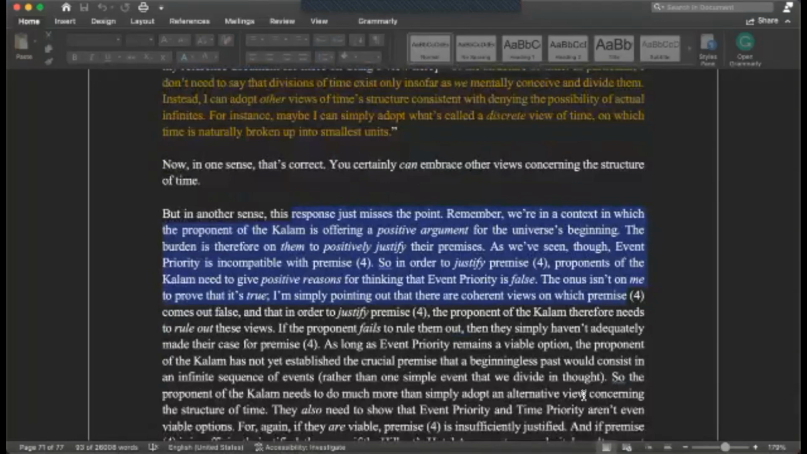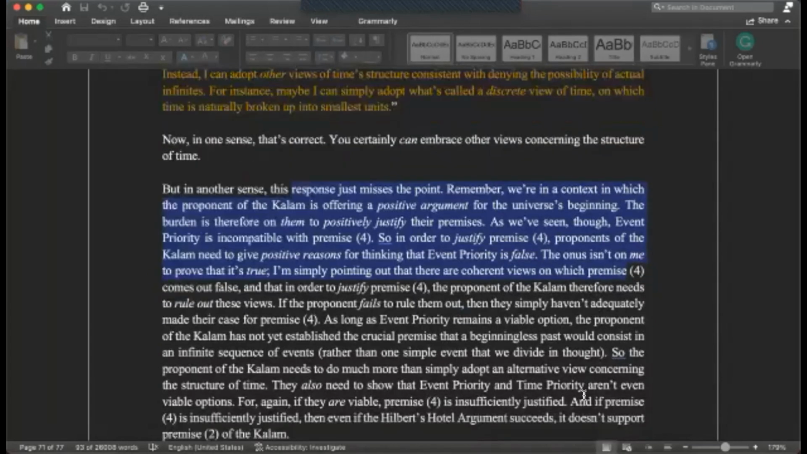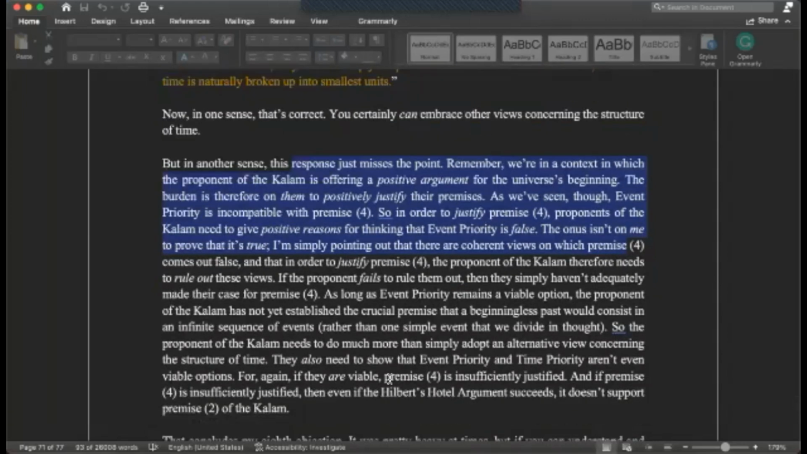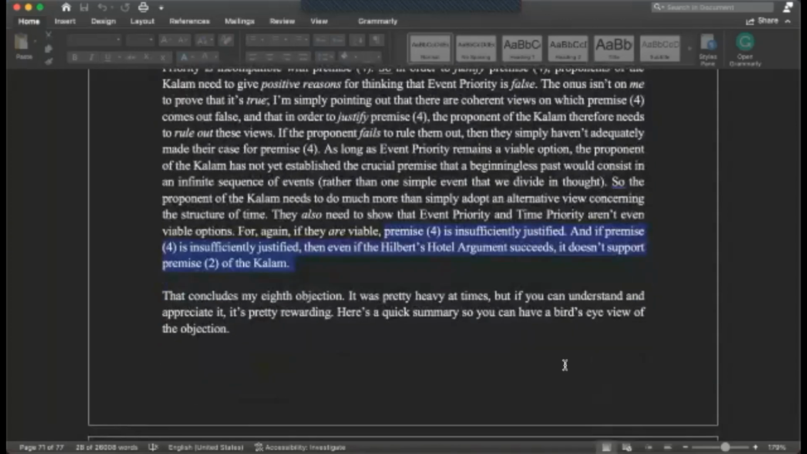So the proponent of the Kalam needs to do much more than simply adopt an alternative view concerning the structure of time. They also need to show that event priority and time priority aren't even viable options. For, again, if they are viable, premise 4 is insufficiently justified. And if premise 4 is insufficiently justified, then even if the Hilbert's Hotel argument succeeds, it doesn't support premise 2 of the Kalam. So anyway, that concludes my 8th objection to the Hilbert's Hotel argument.